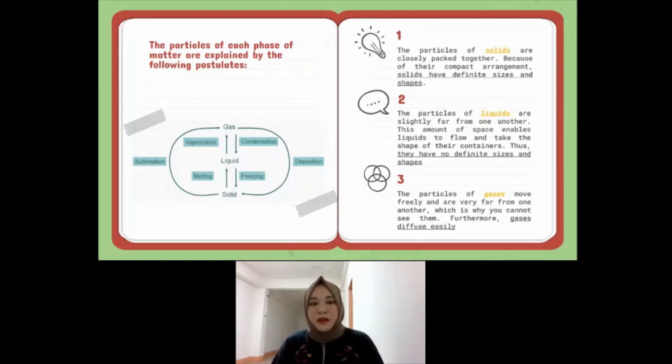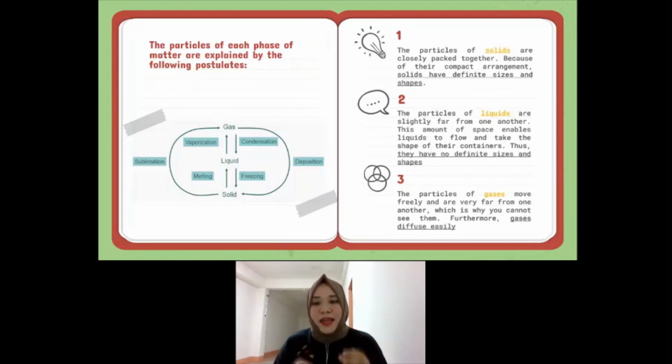The particles of liquids, compared to solids, are slightly far from one another. Because of this, liquids have no definite size and no definite shape. They depend on the shape or size of their containers. For example, if I take a cylindrical container and pour in water, the shape of the water will be cylindrical, because it takes the shape of its container.